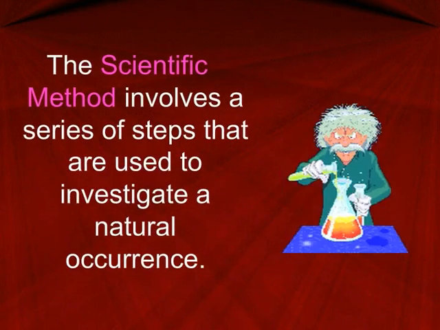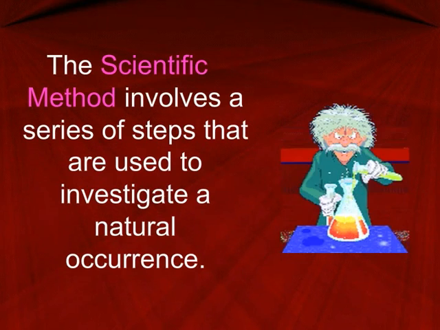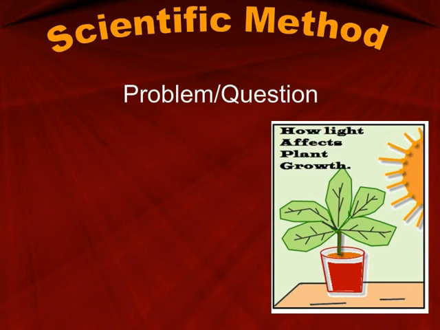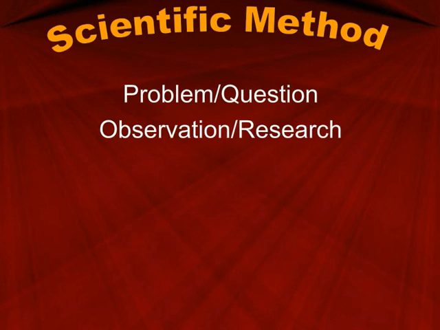The scientific method involves a series of steps that are used to investigate a natural occurrence. The first step is to identify the problem or question that will be investigated. A scientist will begin a scientific investigation in the library, reading articles written on the topic by other scientists. He or she will also make their own observations and log them into a notebook. This must be done without bias. The opinion of the scientist must not influence the observations made.